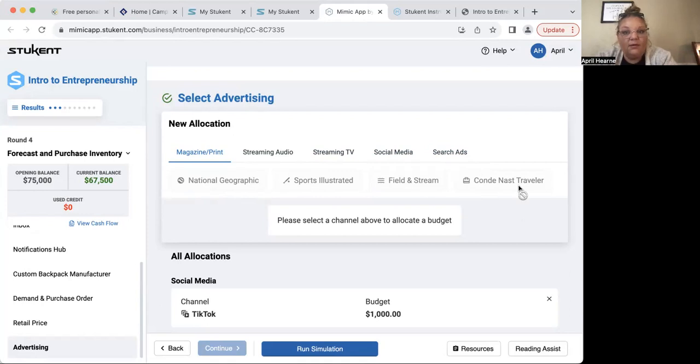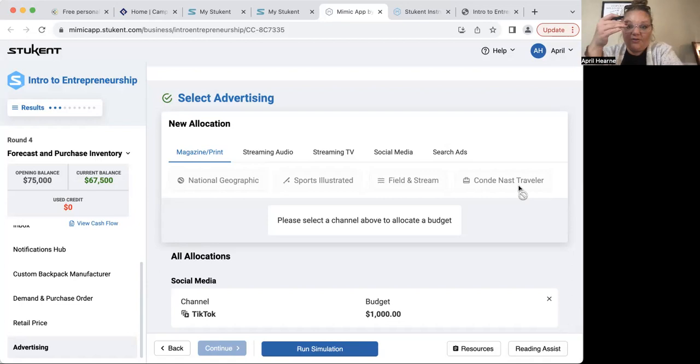Okay. And then knowing how much advertising revenue you have, first, at least on a scratch sheet of paper, allocate how much you want to spend per channel. So how much search ads, how much social media, how much streaming TV, streaming audio, and magazine print that you want to do. And if there's one that you don't want to do at all, don't do it. Okay, just don't. Meaning you don't have to click it.